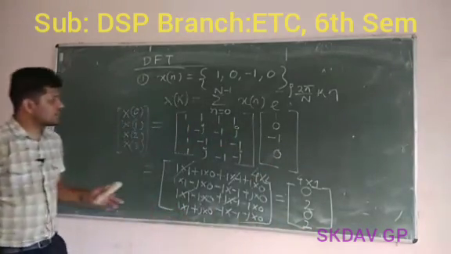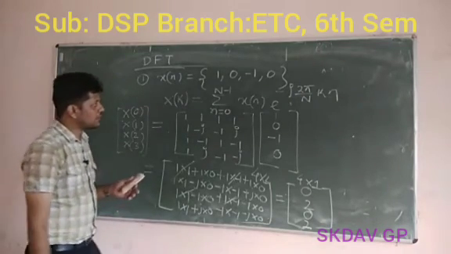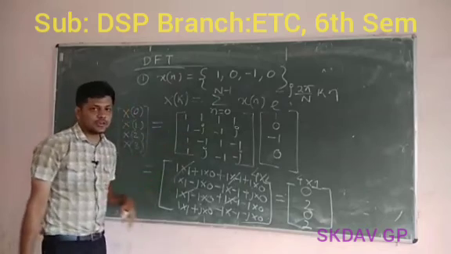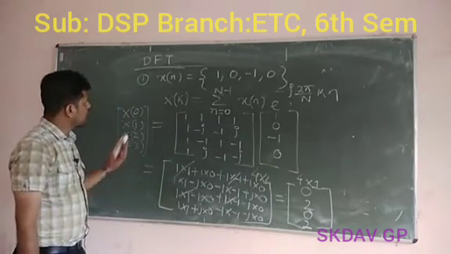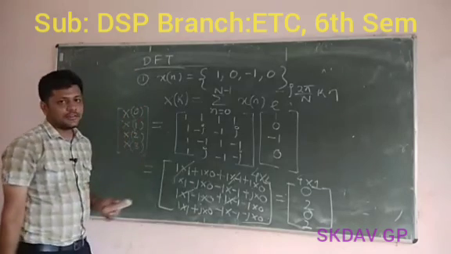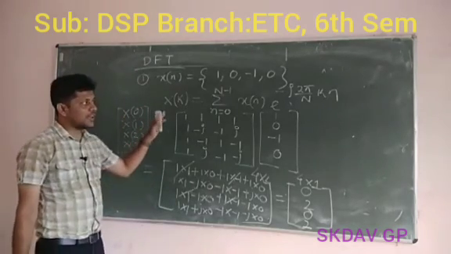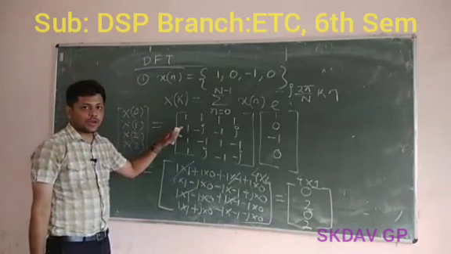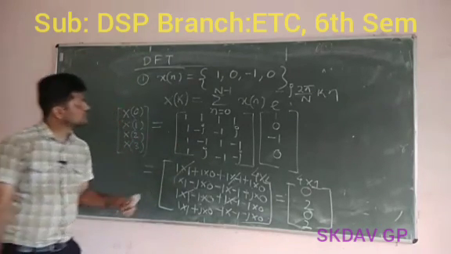So this is the easiest method to find the 4-point DFT. When you are attempting MCQs, follow this method and you can easily find the 4-point DFT of the given signal. The conventional method will take much more time. Hence this method is preferred when you are attempting MCQs. Thank you.